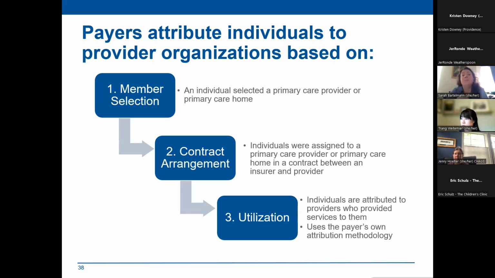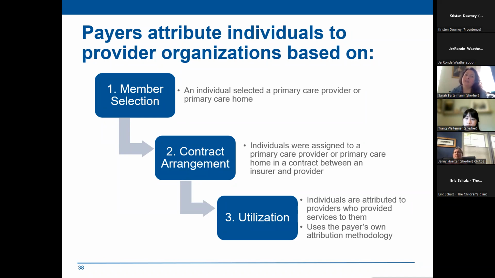There are also unattributed lives. There are plenty of individuals that the payers were not able to attribute to a provider organization based on any one of these 3 options. Those patients, those members, their costs are reported in an unattributed category, and those costs are not attributed to any of the provider organizations. So provider organizations would only be seeing attributed costs for attributed lives based on one of these 3 options.